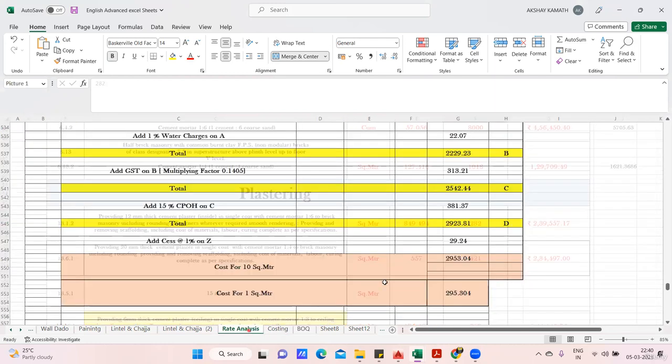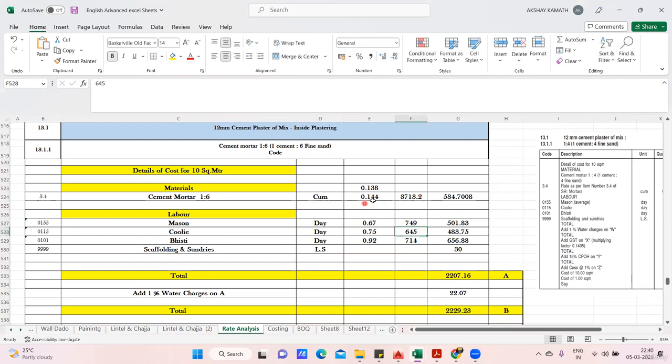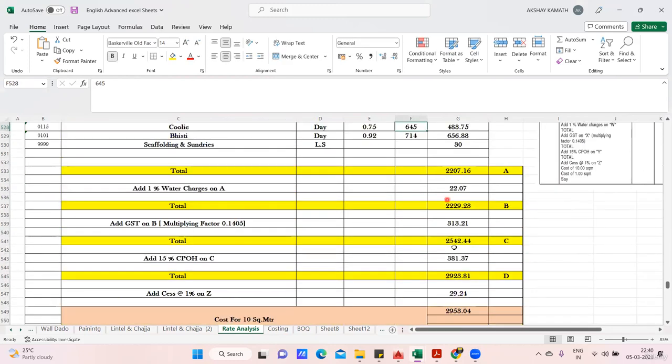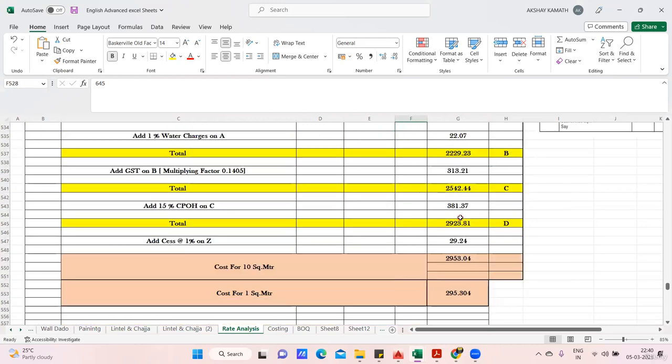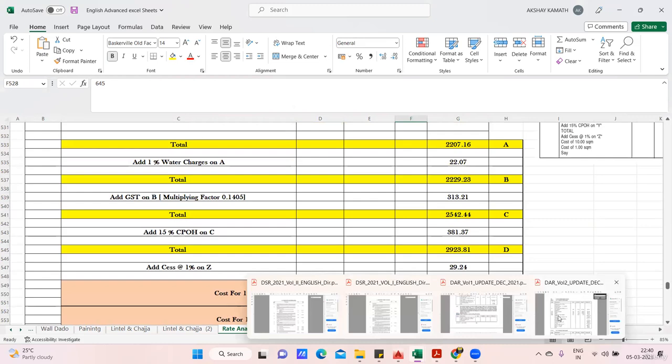Got it, no? Now again, like I always mention, everything can vary here. Your mason rate you're supposed to know. You should be knowing the coolie rate. This also varies. But I've explained to you how these constants are coming here. Based on that, you can try to carry out the calculations. Got it? Fine. So once this is done, I'll take you to this DSR again.